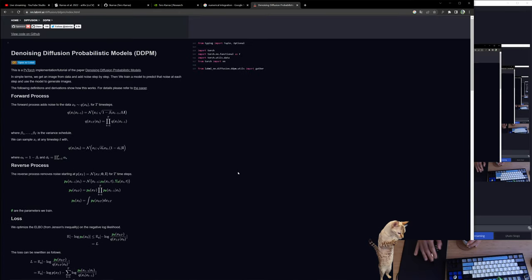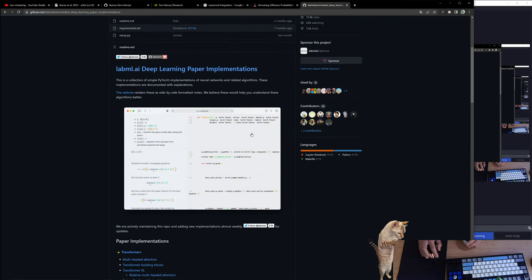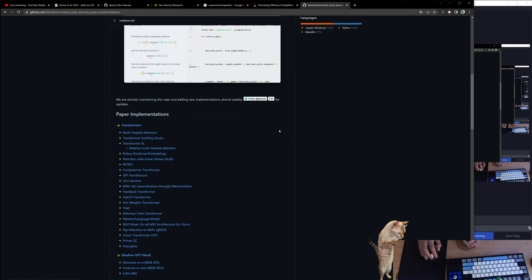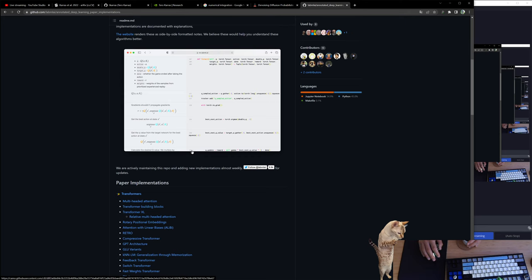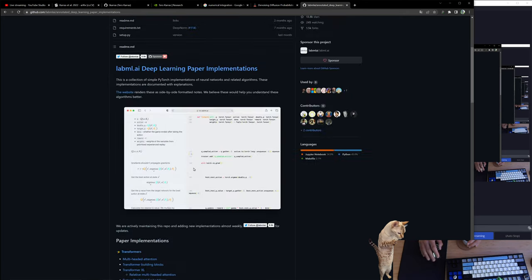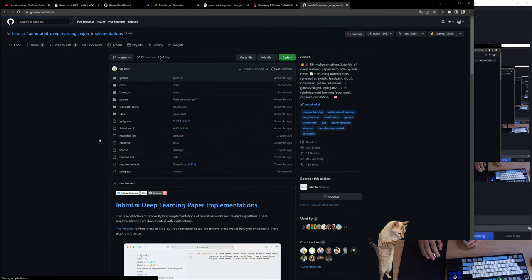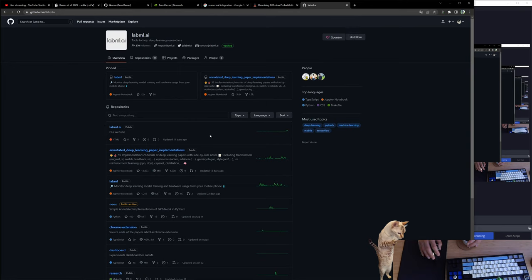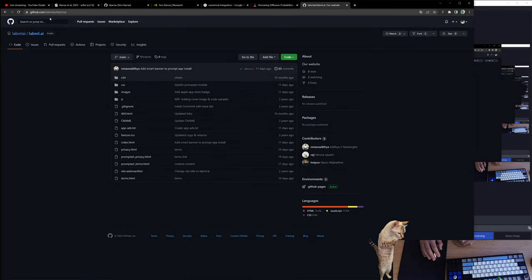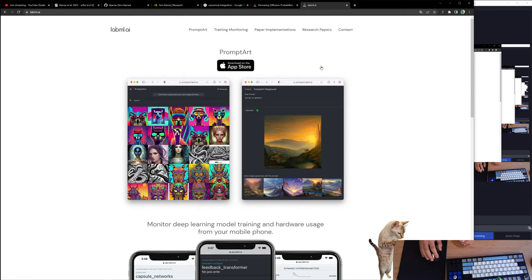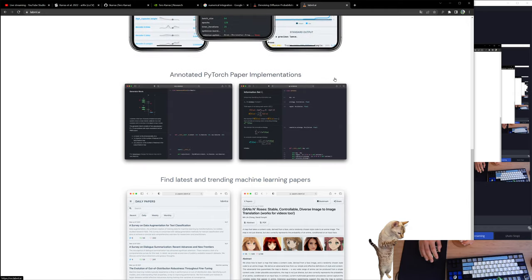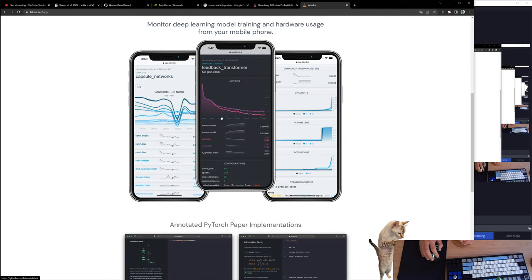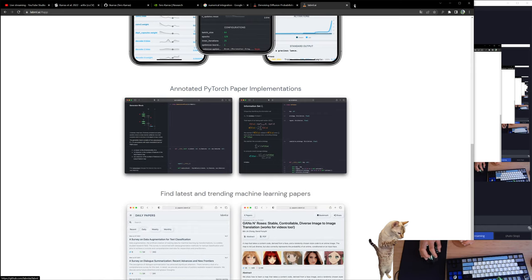Okay, so this is just like what is this? And then labML, view code on GitHub. LabML.ai, deep learning paper implementations. Huh, this is pretty cool. So this is like the actual equations and then the lines of code that represent it. Very cool. That's actually pretty badass. I've never seen this. What is LabML.ai? Tools to help deep learning researchers. Let me follow that. Our website. Monitor deep learning model training and hardware usage. Annotated PyTorch paper implementation. So it's kind of like a weights and biases clone. Interesting. Okay.